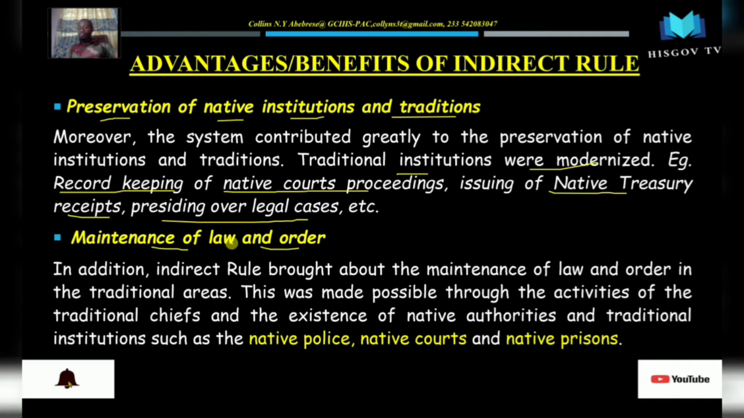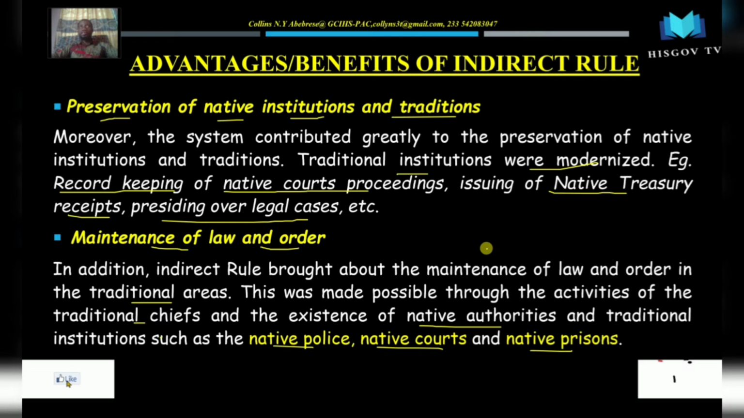Okay, so in addition, indirect rule brought about the maintenance of law and order in the traditional areas. This was made possible through the activities of the traditional chiefs and the existence of native authorities and traditional institutions, such as the native police, the native court, and the native prison. So you also recall that in the role of the traditional chiefs in the indirect rule system, the chiefs were allowed to set up these native institutions.